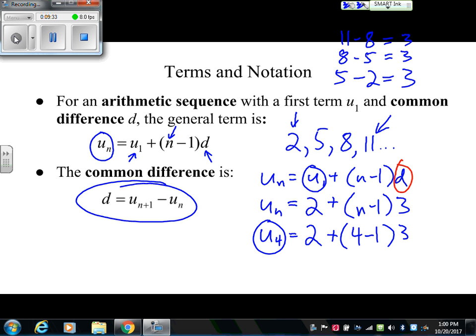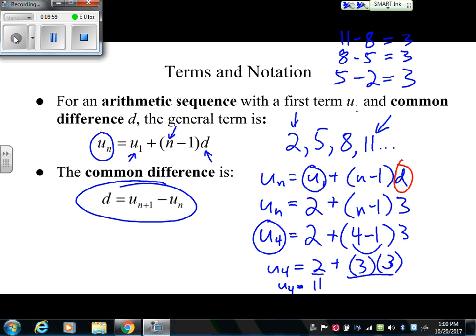Well, what is 4 minus 1? That gives us 3. So we're going to have 3 times 3, plus the 2 here, equaling my fourth term. And then if we simplify this, we have 3 times 3, which is 9, plus our 2, which gives us 11, so that we know our fourth term is 11. So that's an example of using the general term.